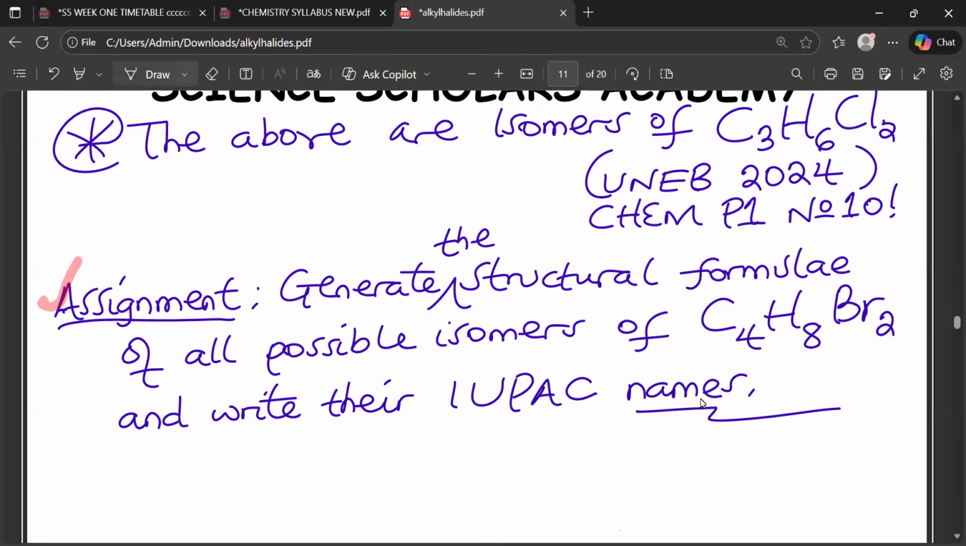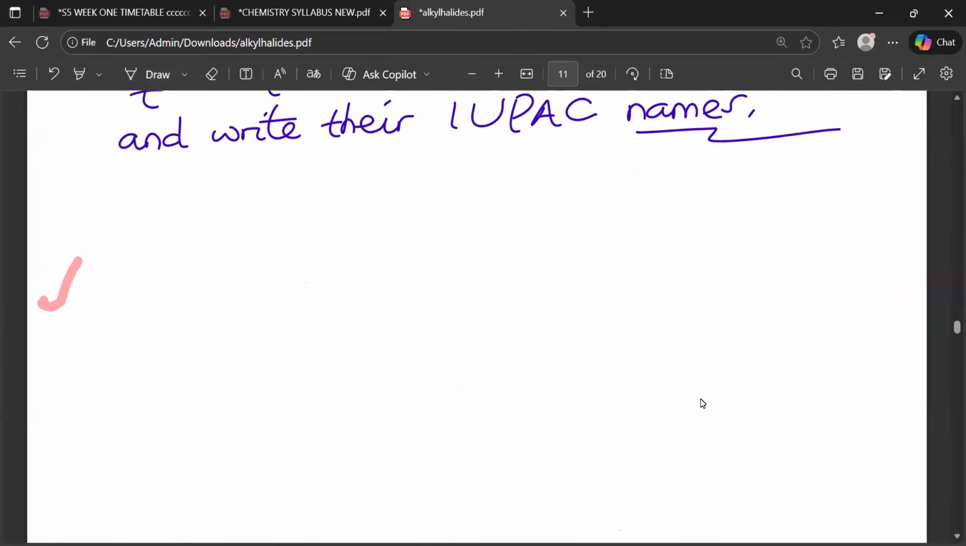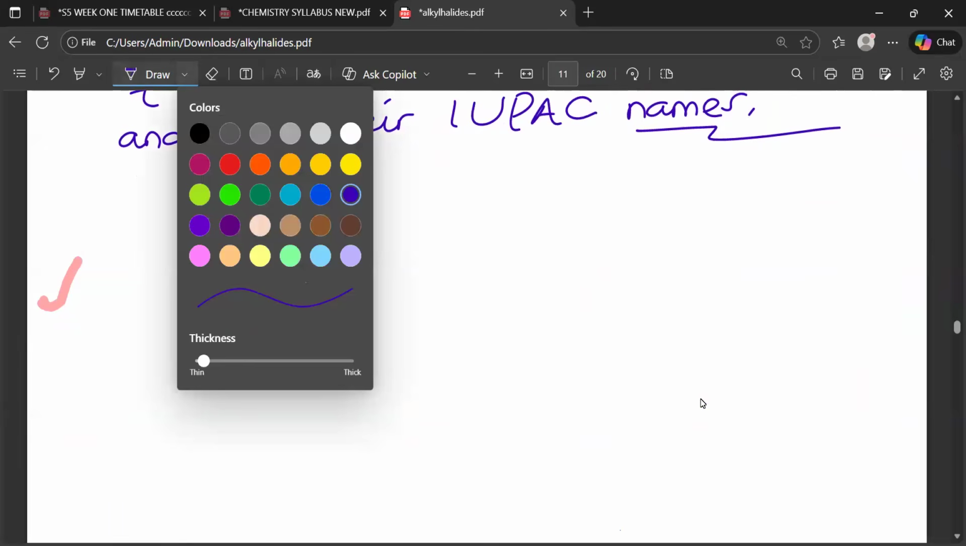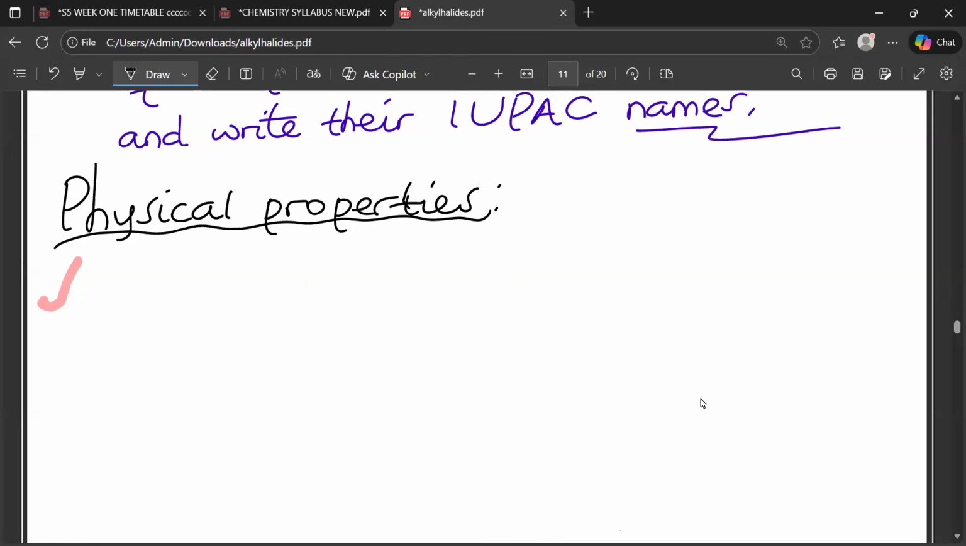So you all know that physical properties, you're supposed to go and write them on your own. So the lesson is done. Physical properties, I just guide you on what to do. Then you go and make research. The physical properties are the usual ones. I always give them to you, and they don't change.